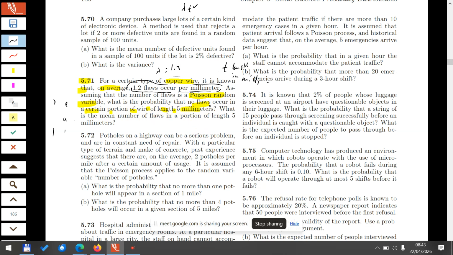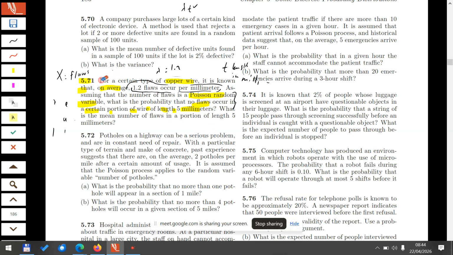So now how do we solve this problem? You are going to tell me. So mu will become 1.2 times 5. Now first we write the expression for x. So x is the number of flaws. If I say flaws per millimeter, then I have a problem. Why? Because that depicts rate, and here it's 5 millimeters. In the previous question we were using the same length. So here, because it's different, I will not say flaws per millimeter.